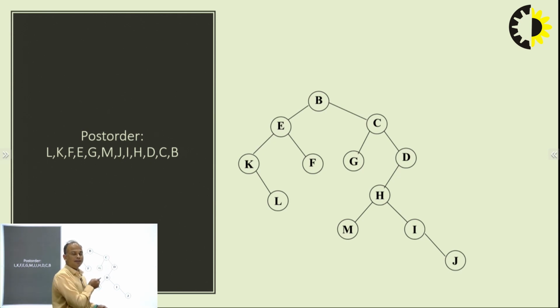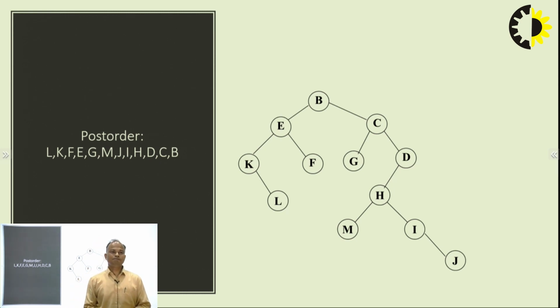Now, after it, of B, we have visited the left part. We have visited the right part. And now visit the root B. So, in this way, we can apply the post-order traversal.